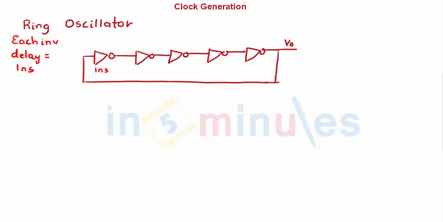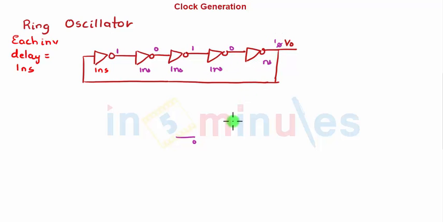The other technique of generating a clock is nothing but the concept of a ring oscillator. We know that an oscillator does not have an input, so let's presume the output was for some reason initially 0. So my output was 0, fine. I'm presuming that each inverter has a delay of 1 nanosecond. So after 1 nanosecond I get a 1, after another 1 nanosecond I get a 0, after another 1 nanosecond I get a 1, after another 1 nanosecond I get a 0, after another 1 nanosecond I get a 1.